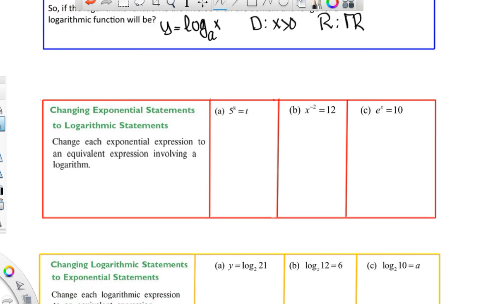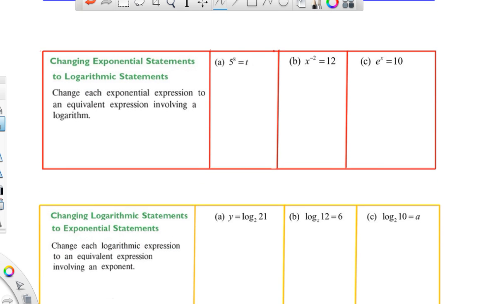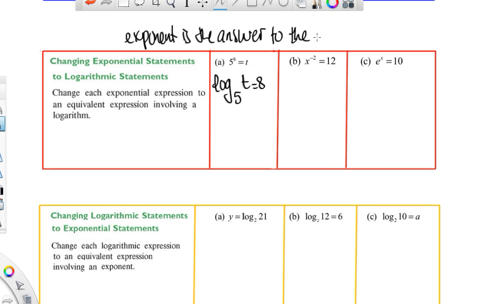Okay, one of the things that we're going to start with is just rewriting some stuff. It says, for example, on these that we need to change each exponential expression to an equivalent expression involving a logarithm. Well, that's basically what we just did a moment ago. So the log base 5 of t equals 8. Keep in mind that the exponent is the answer to the log. Logarithm is usually abbreviated with log.